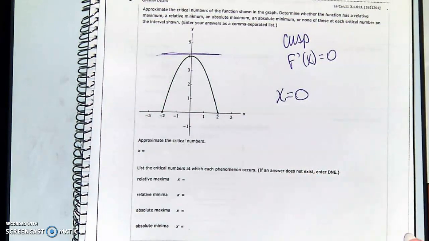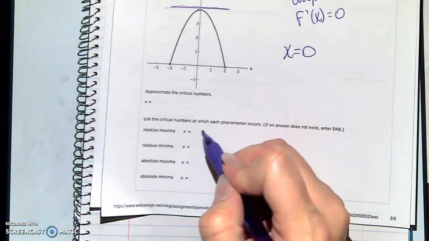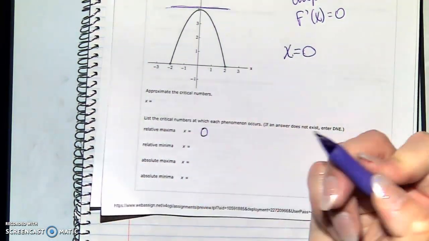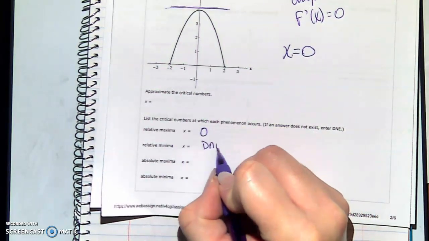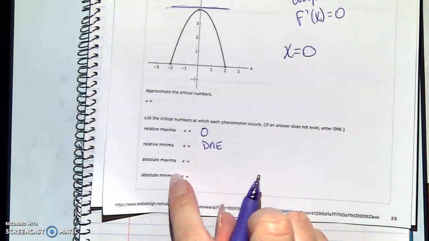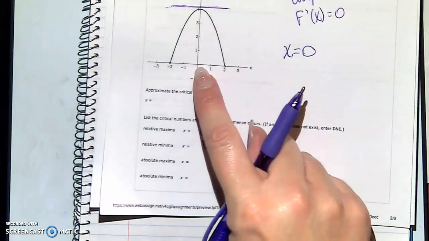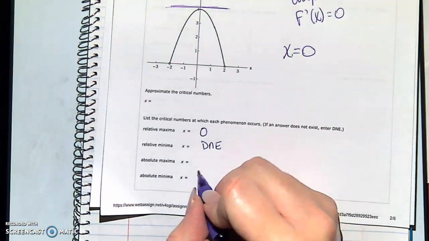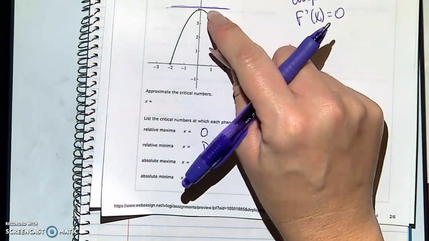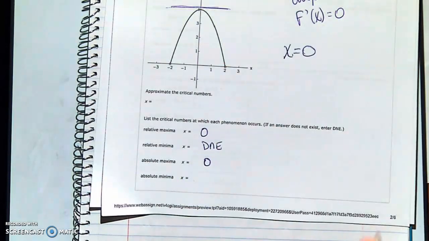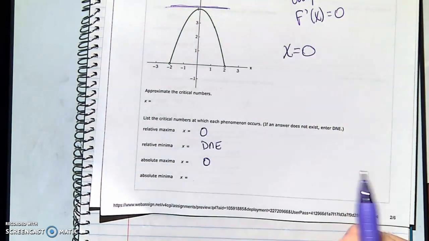Do you have a max? Yes, I do. So my relative max occurs at 0. Do I have any minimums? No. I do not have minimums. Do I have an absolute max? Yes. Do I have a very, very, very tallest point? My very, very tallest point occurs at an x value of 0. I don't care how tall it is, meaning don't tell me the y coordinate. I just care where it is, and then that occurs at an x value of 0. Do I have absolute mins?